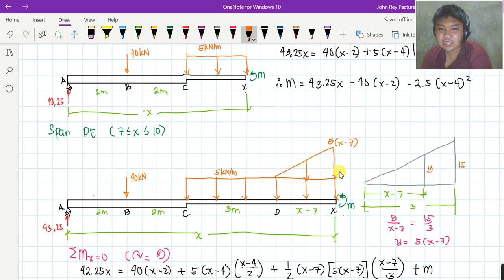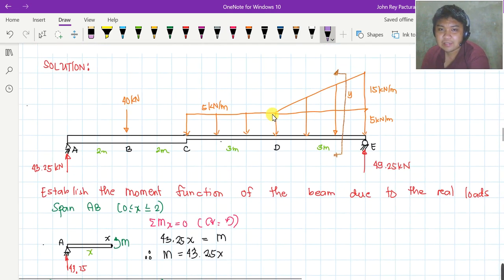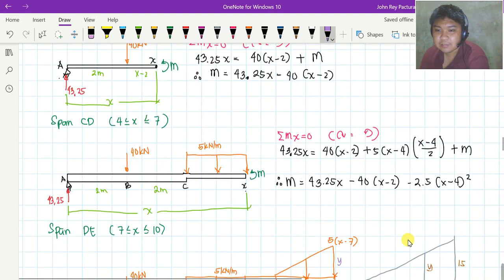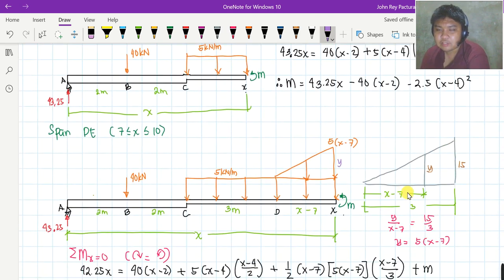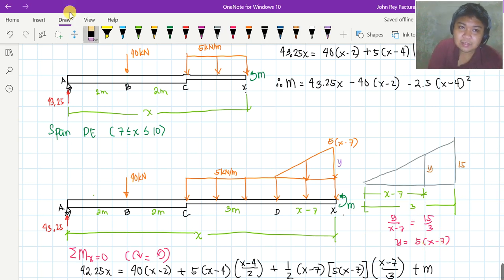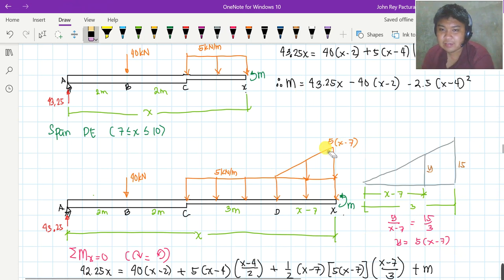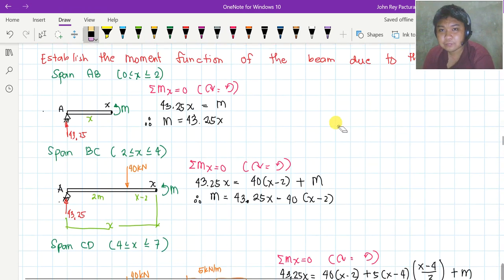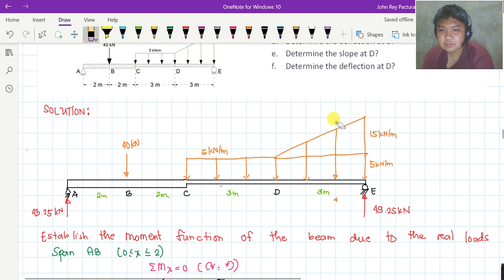So yung height nandito na siya, i-denote na muna natin siya for the meantime as y, and dito na nga siya using ratio and proportion. Yung height ng triangle na establish na natin as 15, at the same time the original base of that is 3 meter. Now, using ratio and proportion, y is to x minus 7 is to 15 is to 3. So, ang makukuha mong value ng y is 5 times the quantity x minus 7. Actually, naka-reflect na yan dito.